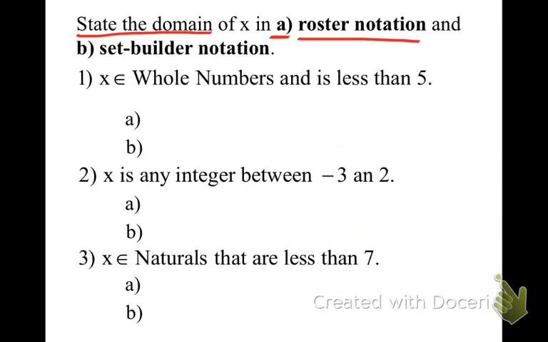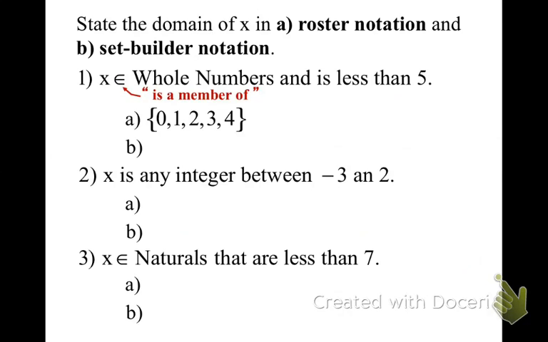So I'm saying X is a member of, the way we read this is X is a member of or is an element of. It has to be a whole number and is less than 5. So when I look at that, I'm doing what are the whole numbers? Where does the set begin? So we would do 0 is where our whole numbers start, and we do 1, 2, 3, 4. Since it's less than 5, 5 is not included.